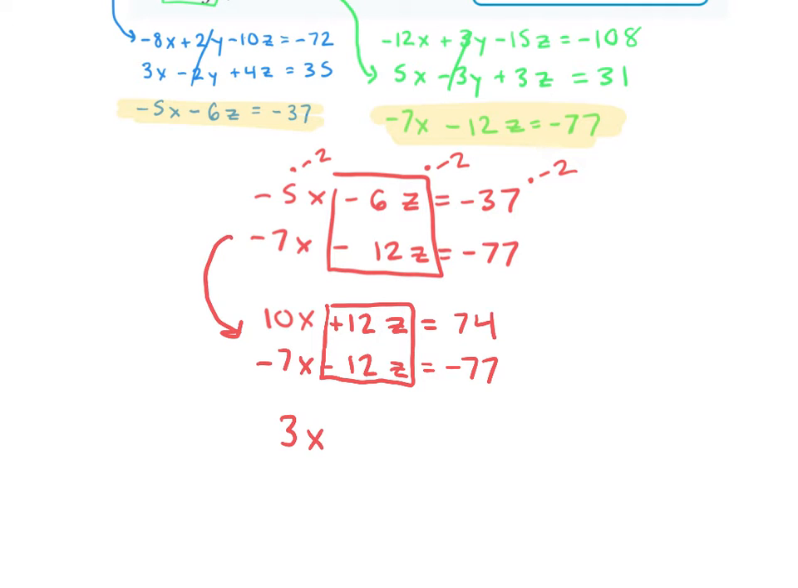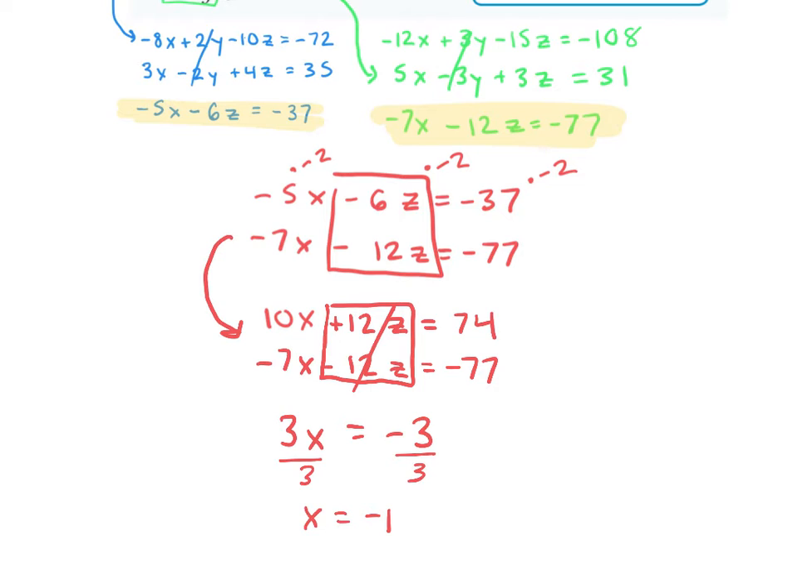What happens to the 12z's? Cancel out. And then what is 74 minus 77? Negative 3. Negative 3. Now can we solve for x? What do we do? Divide by 3. So what's x equal to?